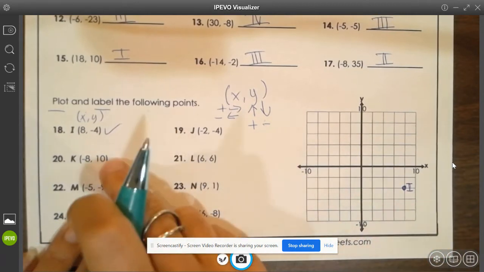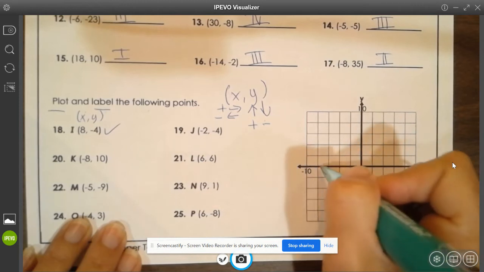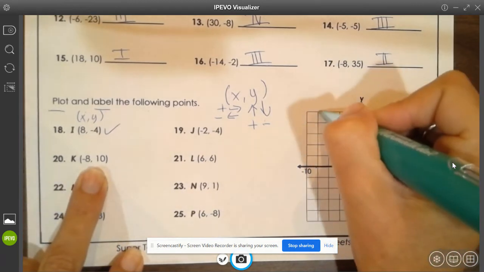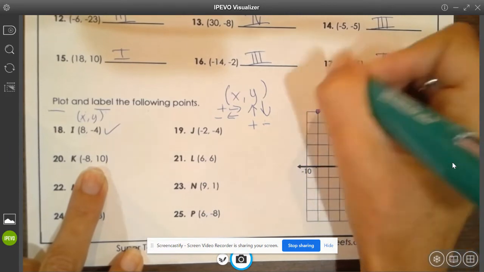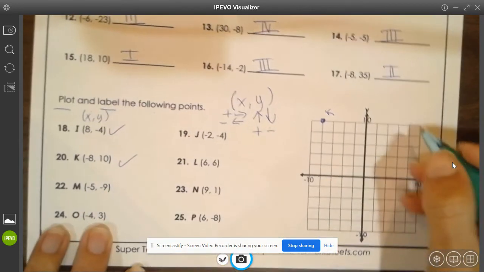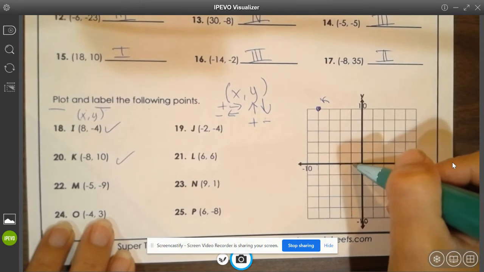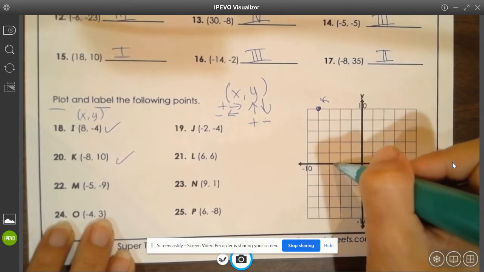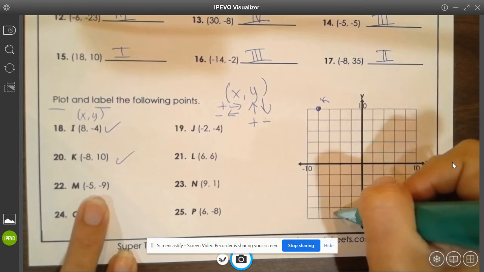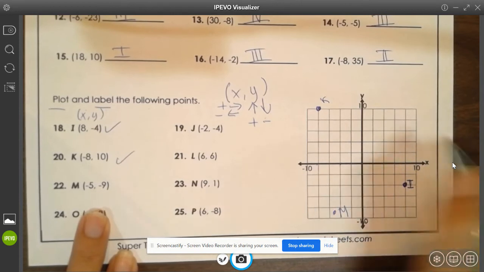All right, let's find K. Negative 8. So 2, 4, 6, 8 to the left, and then 10 up because it's positive. So I know 10 is over here. So I'm going to label it. All right, M. Negative 8, negative 9. I know this is going to be all negative over here. So that's 2, 4, and then 5 is going to be in the middle, and then 9 is also going to be in the middle, so it's going to be over here before 10, so that's M.